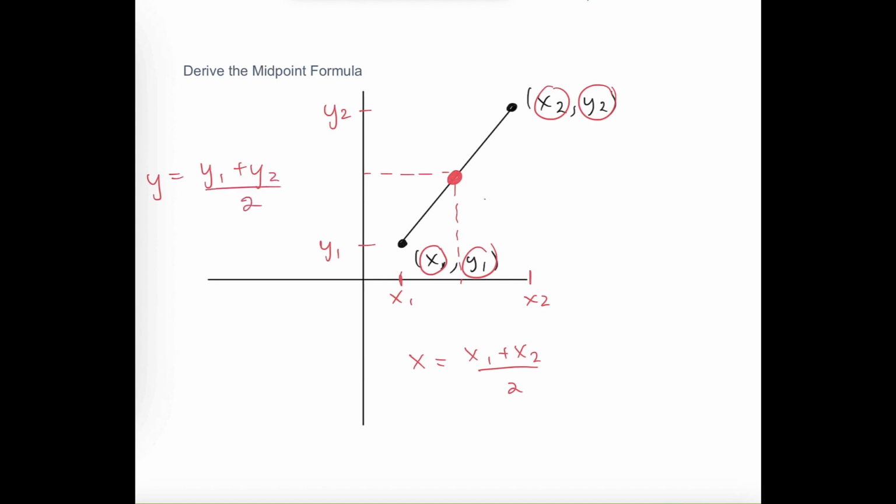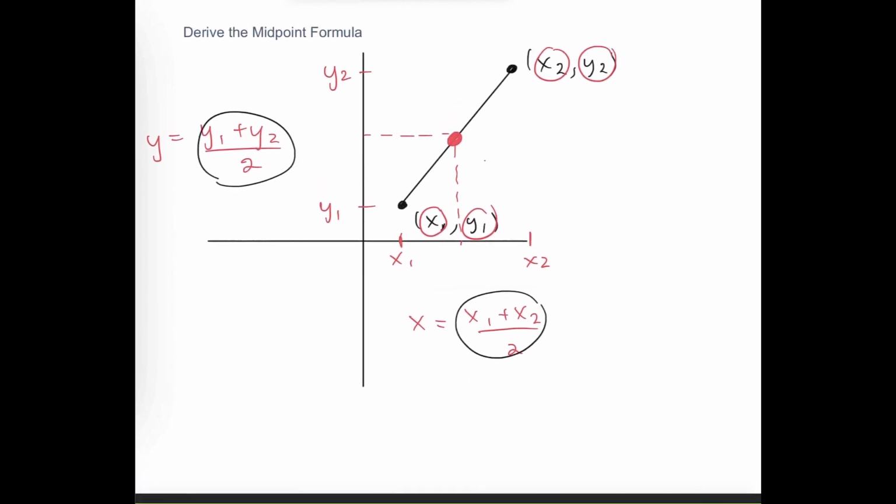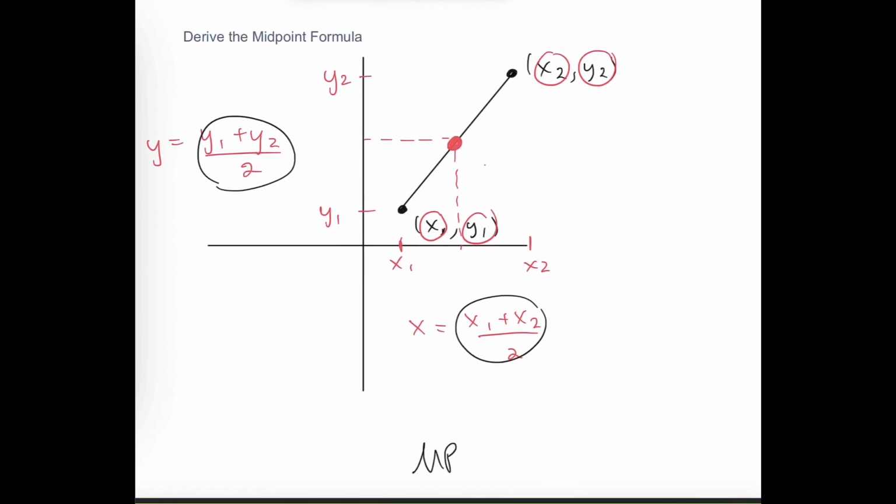So this x coordinate and this y coordinate are going to make up the midpoint ordered pair between these 2 endpoints, and that is essentially the derivation of the midpoint formula.